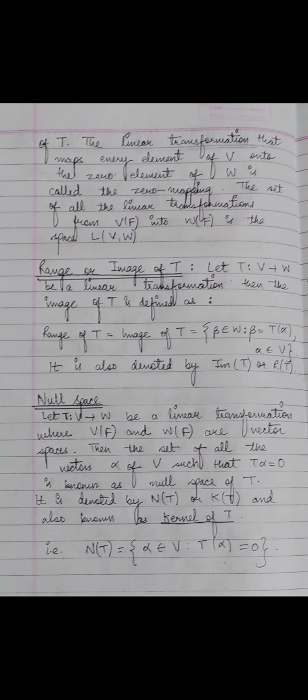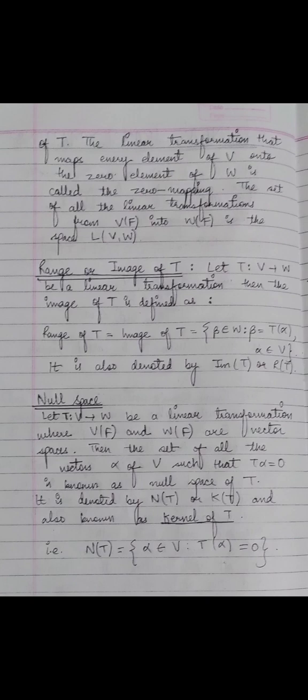Range or image of T. Let T: V → W be a linear transformation, then the image of T is defined as range of T, which equals image of T, which equals {β belongs to W such that β = T(α), where α belongs to V}. It is also denoted by Im T or R(T).